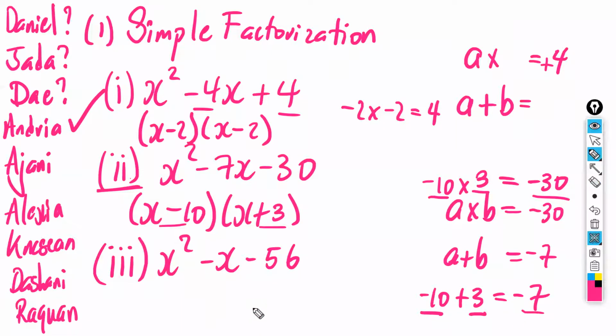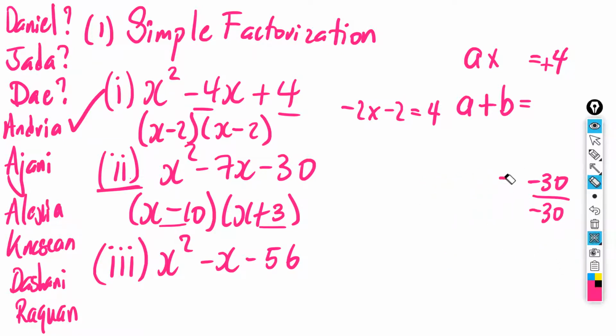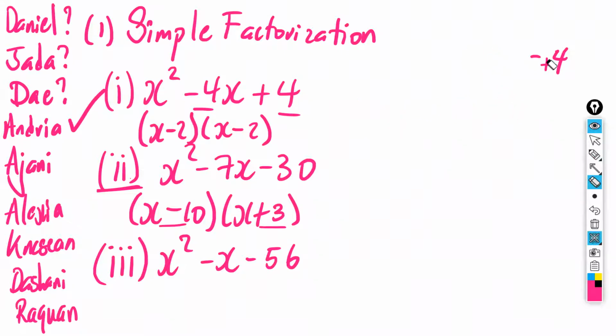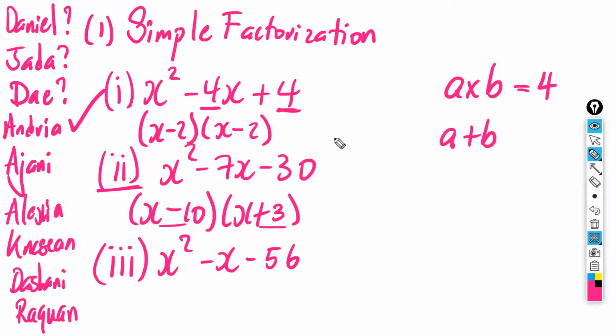Sir, I have a question. Go ahead. It was number 1. When you multiply, you need 2 numbers that when you multiply should give you the third number, the 4. But when you add the 2 numbers, it should give you the second one, the -4.